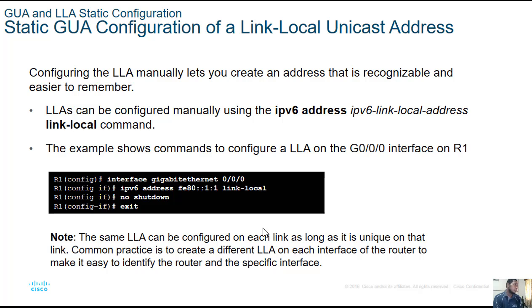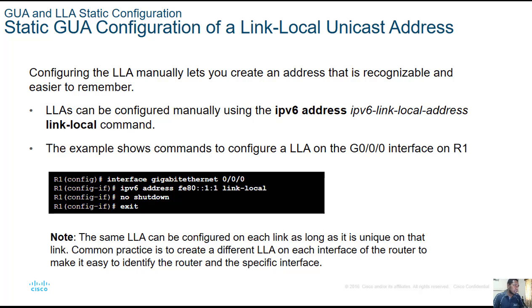Configuring the LLA manually lets you create an address that is recognizable and easier to remember. Now, think back to lesson number 1. GUAs typically begin in the 2000 range. Link local addresses, LLAs, begin with FE80. Anytime you see FE80, those are typically LLAs. And global unicast addresses are in the 2000 range, that's the first hextet. So LLAs, similar to GUAs, can be manually configured, although slightly different.